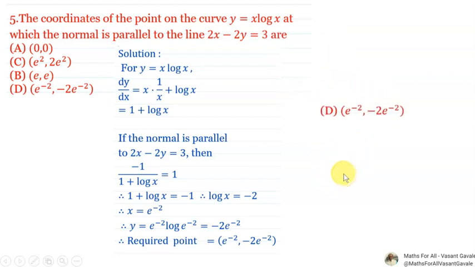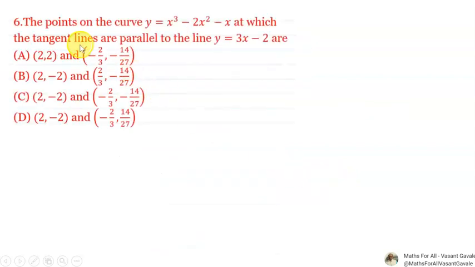Okay. Next example. The point on the curve y is equals to x cube minus 2x square minus x at which the tangent line are parallel to this line y is equals to 3x minus 2. ओके. मग काय करणार इथे? We will find out the gradient, म्हणजेच याचा slope find out करणार. Find out the dy by dx. आणि या कर्वला जी टँजंट आहे ती या लाईनला कशी आहे तर पॅरलल आहे, म्हणजे या लाईनचा स्लोप घेणार, तो इक्वेट करणार याच्याशी. देन यू विल गेट दी रिक्वायर्ड पॉइंट्स.